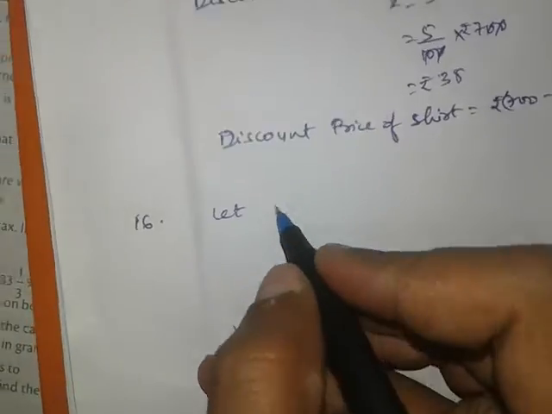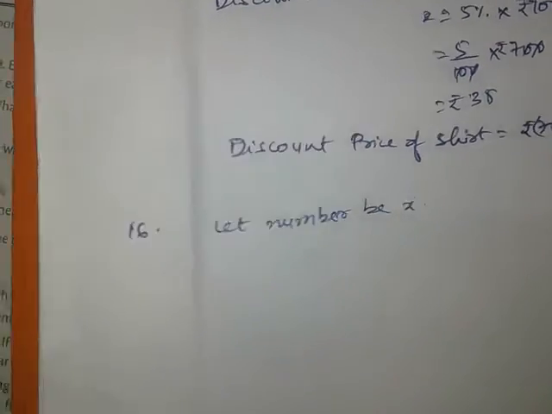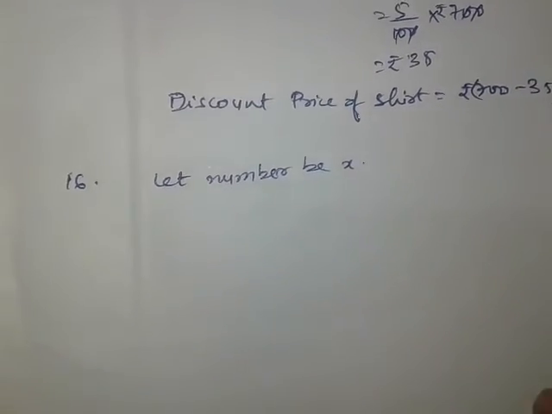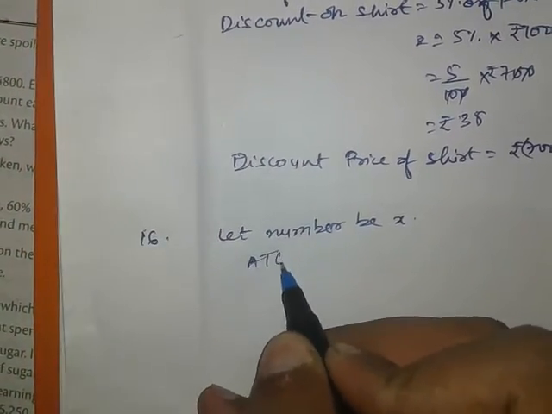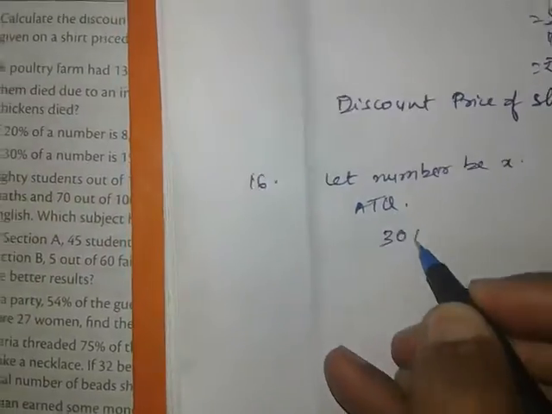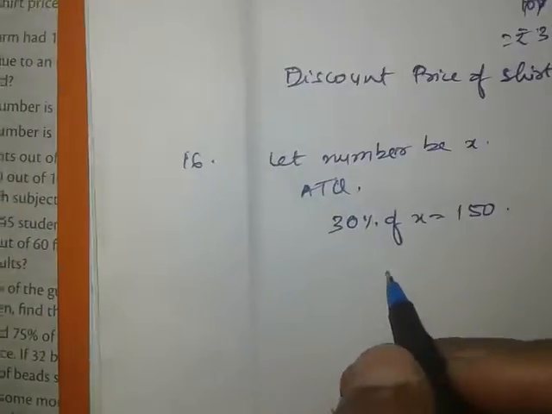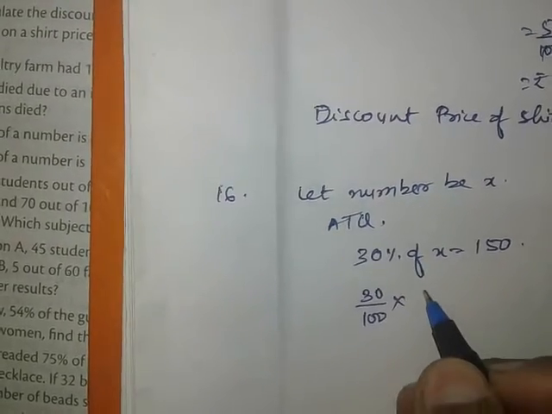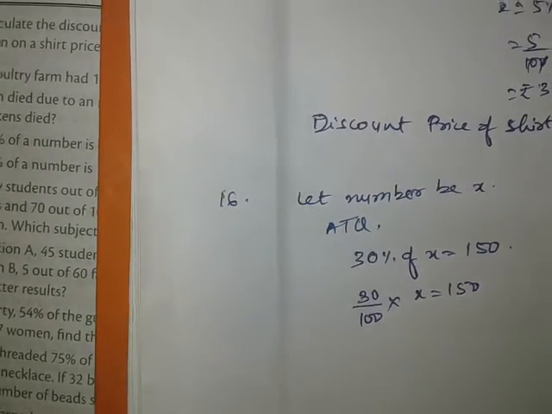Let the number be x. You can go with 100 also, but it is better to go with x. According to the question, what does the question say? 30% of x is equal to 150, isn't it? Then we change it into arithmetic form. It is in algebraic form. It is like this; we can change it.